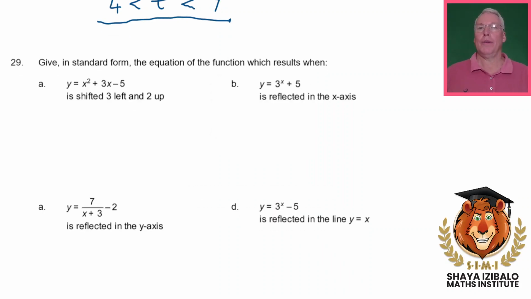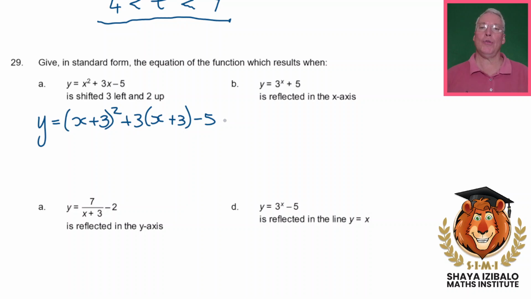Okay, so to shift a graph 3 to the left, we need to add 3 to every single x value. All the x's must have 3 added to them. And to shift it 2 up, we must add 2 at the back. That adding 2 at the back is shifting it 2 up. Shifting it 3 left is achieved by adding 3 to all the x's, in this case both the x's.